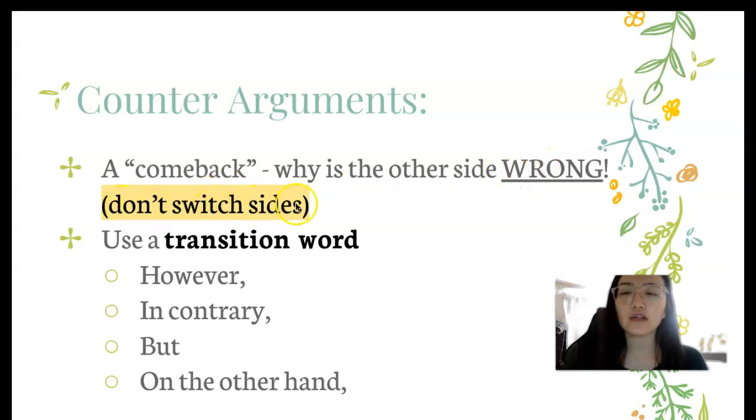We don't want you to seem like you're switching sides, which is why it's really important that you use transition words in your counter argument paragraph. So use words like however, right? Because if you're going to talk about someone else's opinion that you don't agree with, you want to use the word however so it comes back to your side. Using words like on the contrary, using words like but, using words like on the other hand. These are transition words that will help you come back to your side. So you're having a counter argument where you're addressing why the other side is wrong, but you're using transition words to help you come back to your side.